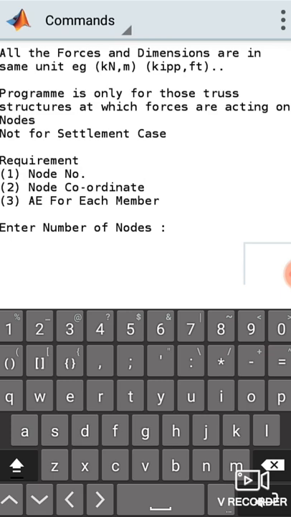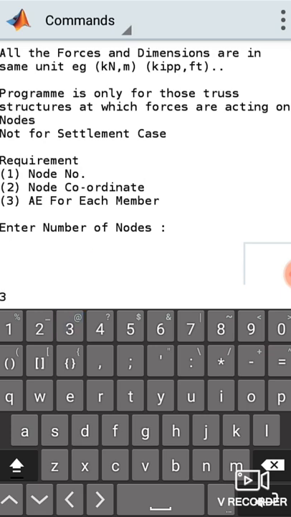It also gives me some requirements before executing this program: first you have to assign the number of nodes, calculate the nodes' coordinates, and calculate the A and E values for each member. Now I am taking a simple truss and giving the program input. See what will happen.